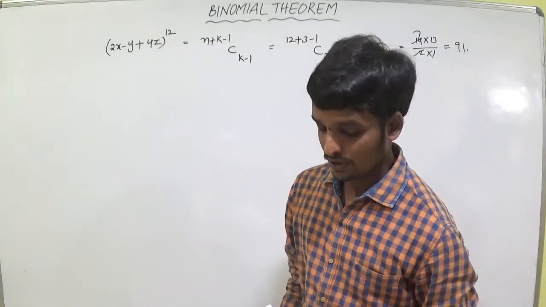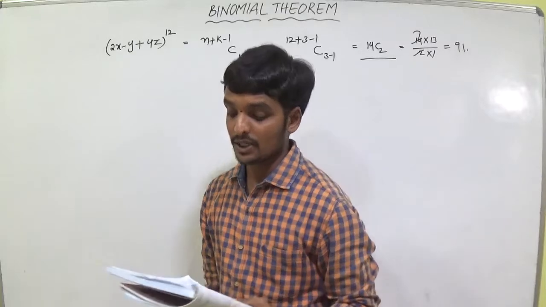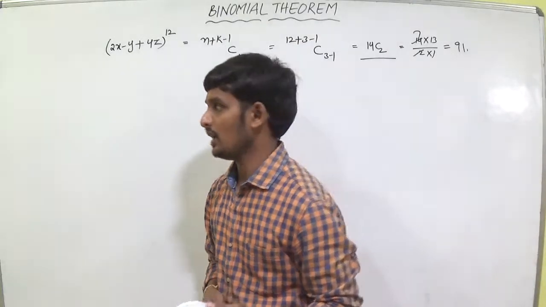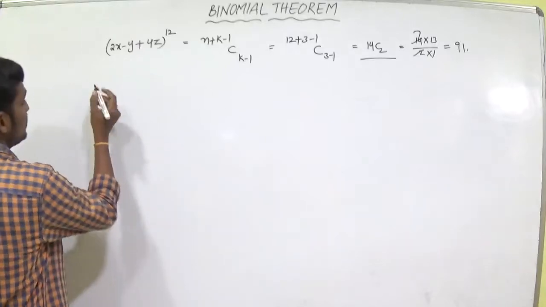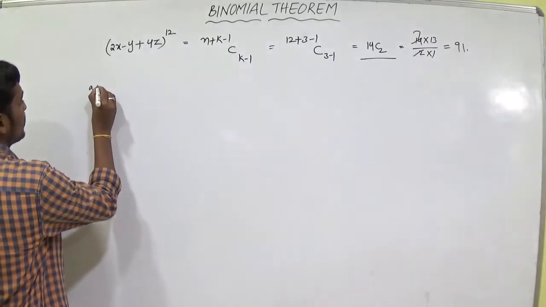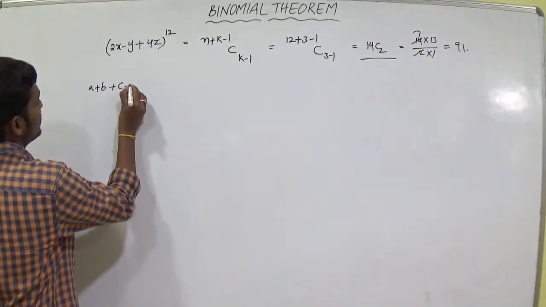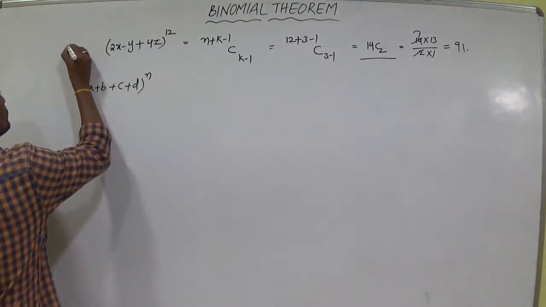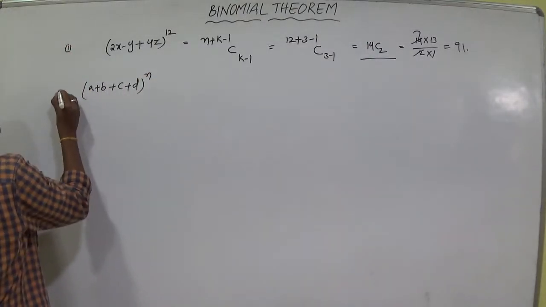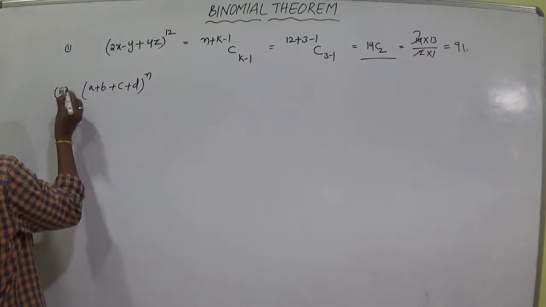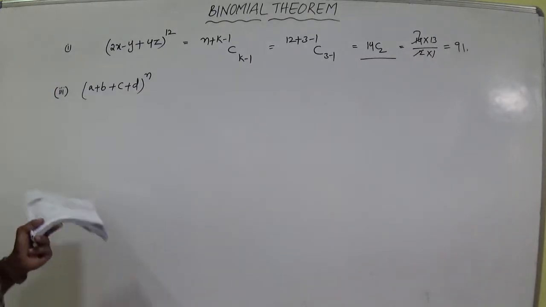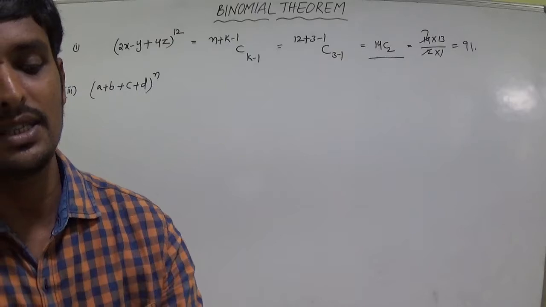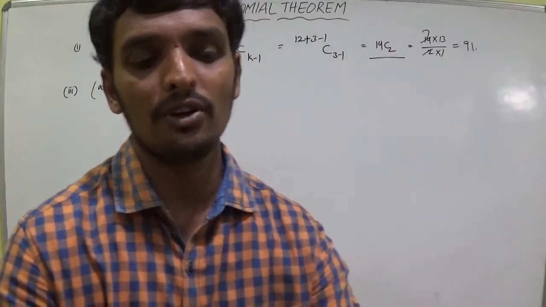So next question, third question. The total number of terms in the expansion (a + b + c + d) whole to the power of n. I will explain this. That is also easy, but they are not giving the value of n. (a + b + c + d) whole to the power of n. This is the third problem in our textbook.